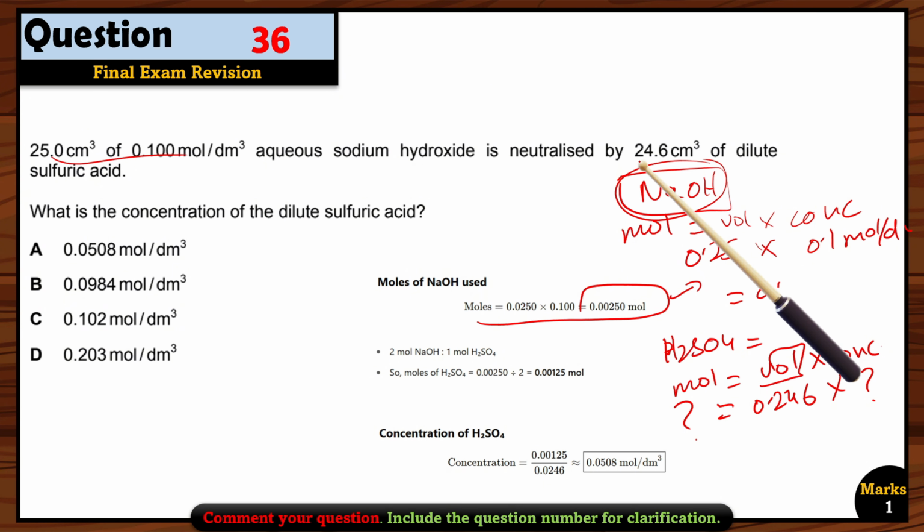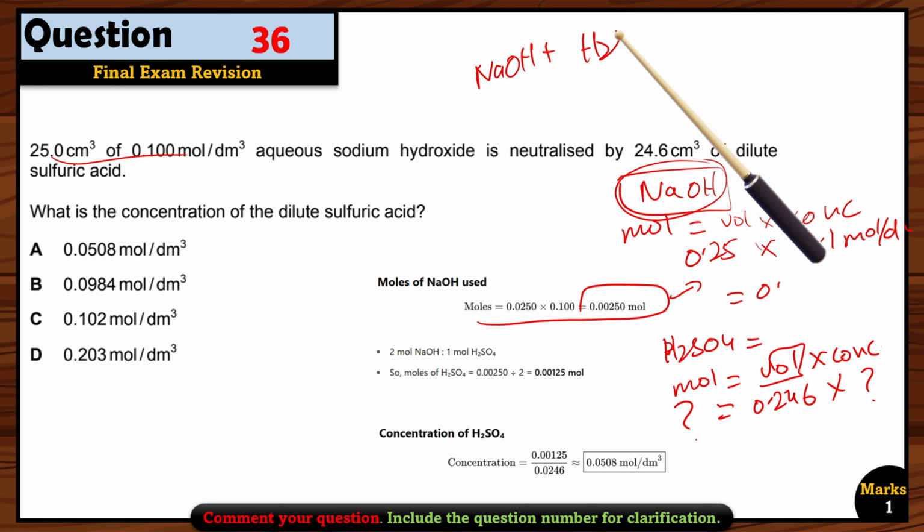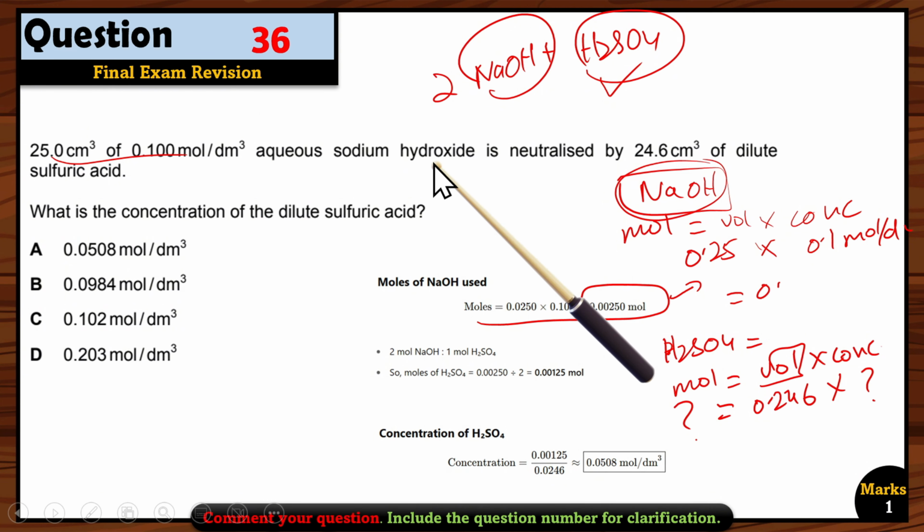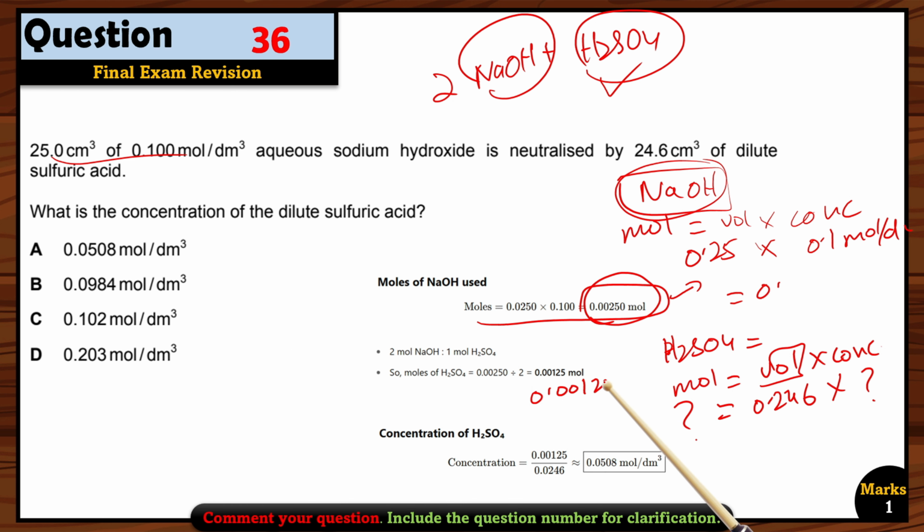But whenever you write the equation for NaOH and H2SO4, you will see that you need how many? Always 2 moles of NaOH are required for 1 mole of H2SO4 if you write the equation. So the moles of H2SO4 will be half of this one. So what will be the half of this one? It is 0.00125. So now you already know the moles, you just have to divide them by the volume and then you will see your answer. What will be the concentration?